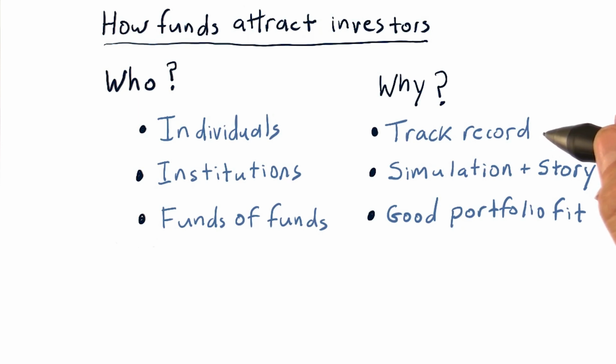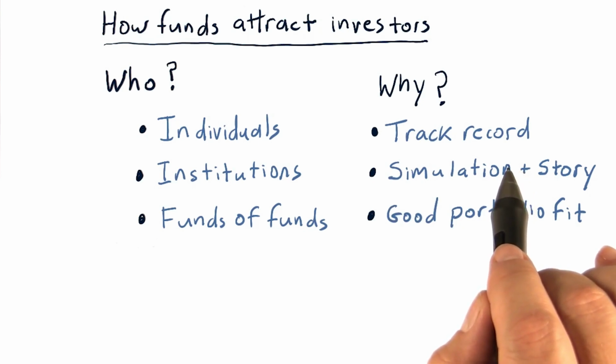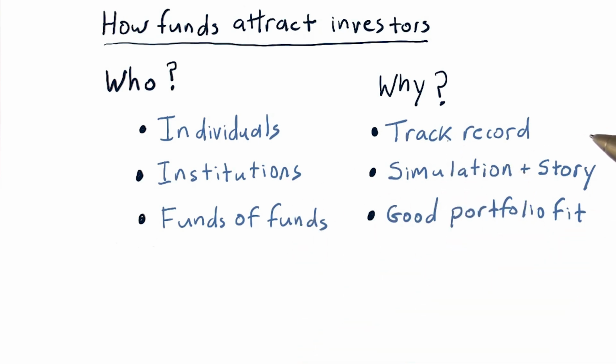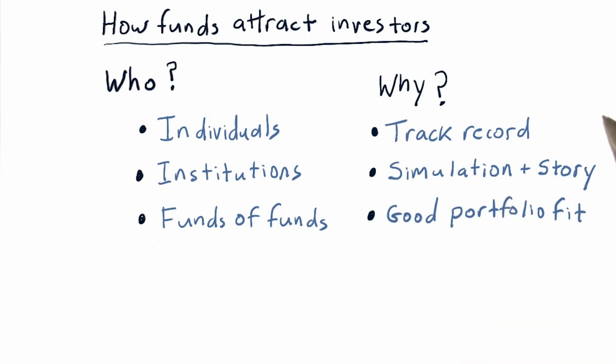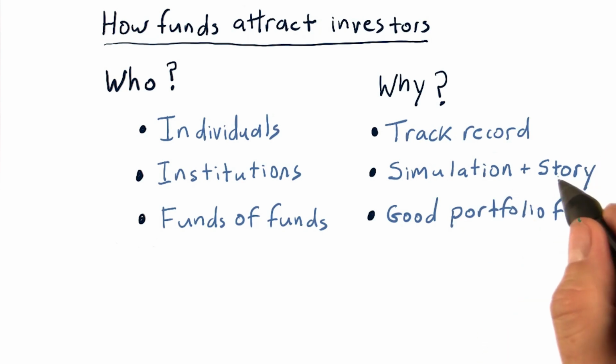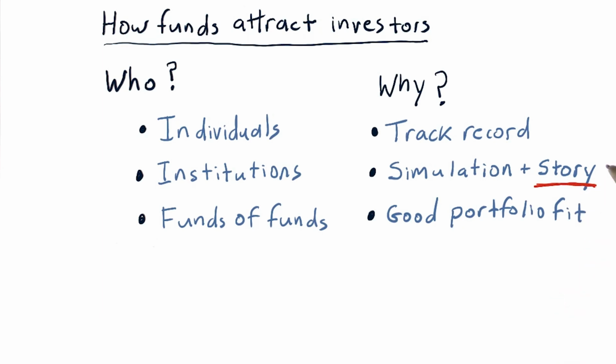Many institutional investors will want to see a good track record for at least 5 years before they'll invest in a particular fund. Now, if you're a young whippersnapper hedge fund manager and you don't have 5 years yet, what are you going to do? Well, what you can do is simulate or backtest your strategy. And investors will consider these simulations, but that simulation has to be backed by a very compelling story describing that strategy.